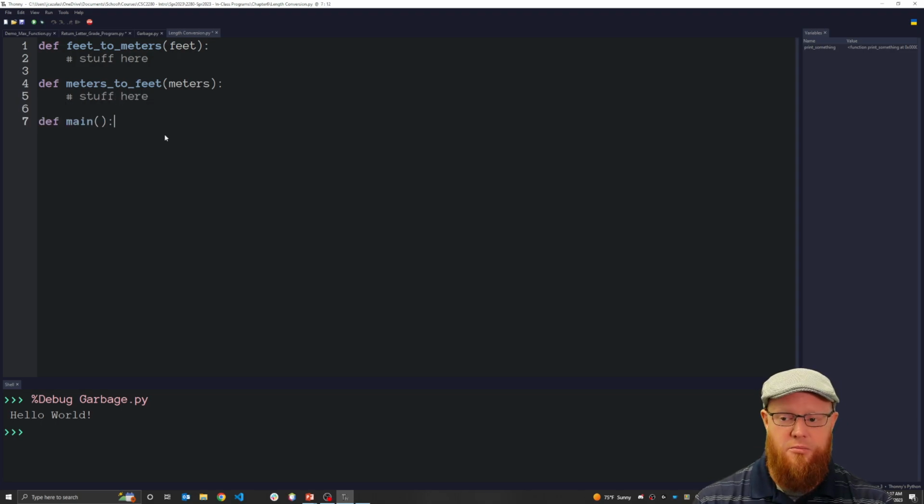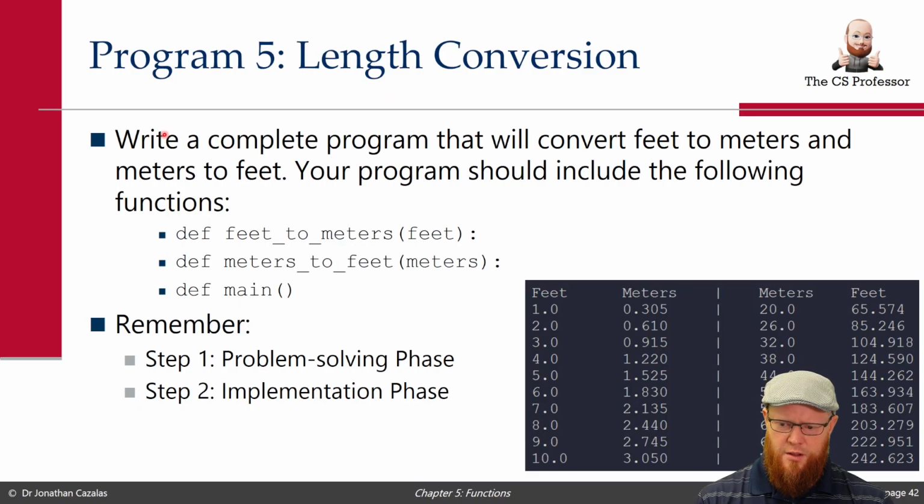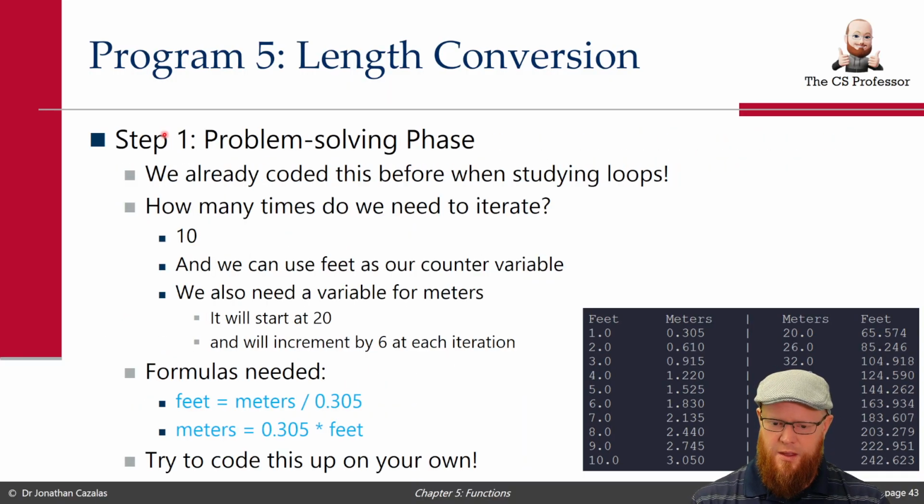Define main, our main function. Stuff here. And then finally, of course, call main to start the program. And we call our main. Cool. So those are the three functions we need to make. We have formulas. Here are the formulas. So we need to make these three functions.